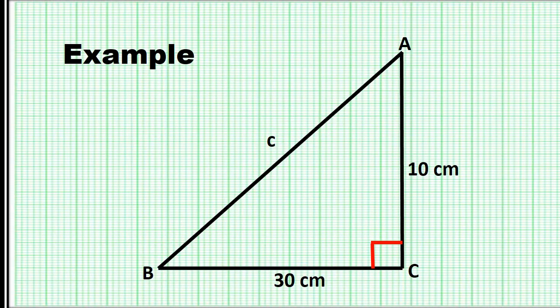Another example. Okay, so here you've been given the two shorter sides, and please note the two shorter sides always touch the 90-degree angle. The hypotenuse is always opposite the 90-degree angle, but the two shorter sides are the ones touching the 90 degrees, and it's those added together squared that will give you c squared. So let's do the write-up.